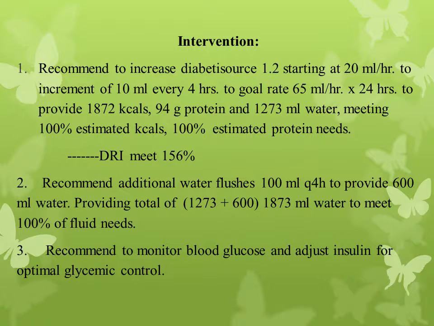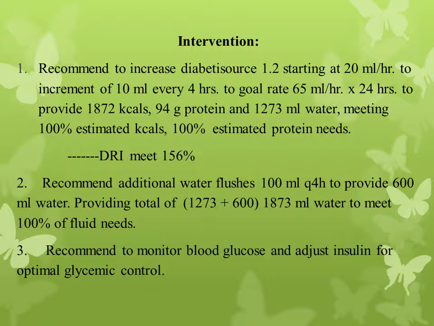My intervention was to recommend to increase diabetes source 1.2 starting at 20 ml per hour to increment of 10 ml every 4 hours to goal rate of 65 ml per hour for 24 hours. This will provide the patient with 1872 kcal, 94 grams of protein, and 1273 ml of water. This particular feeding meets 100% estimated kcal, 100% estimated protein need.